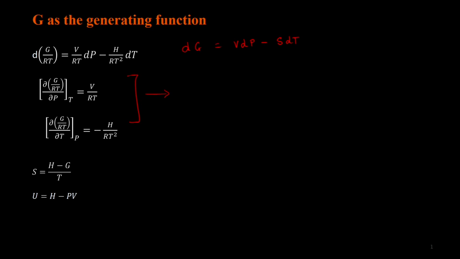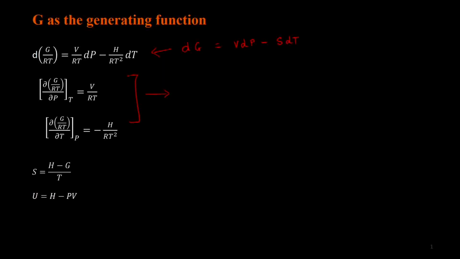And once we have an expression for dG over RT, we can rewrite it, eliminate S and rewrite it in terms of V and H. And the partial derivatives of G over RT with respect to P and T are given over here. And if I have a relation for G in terms of P, V and T, then I can use these equations here to calculate all the thermodynamic quantities I'm interested in.